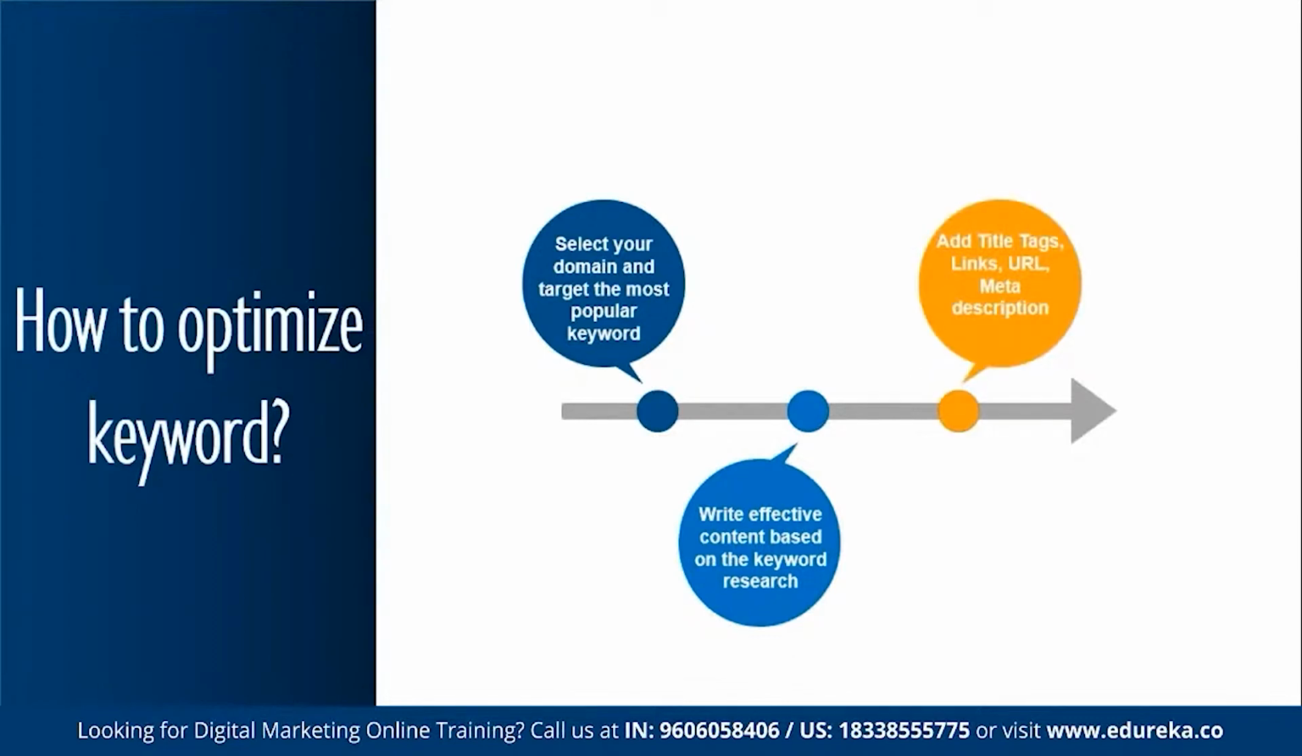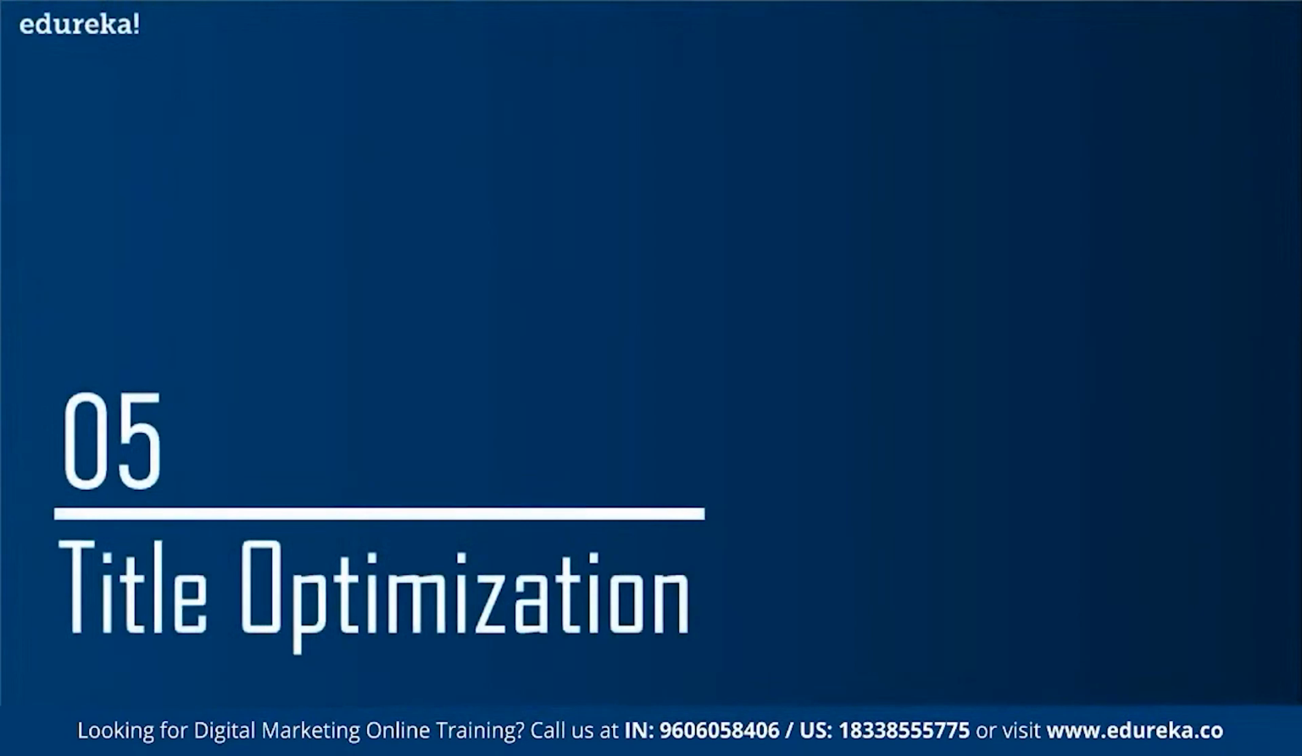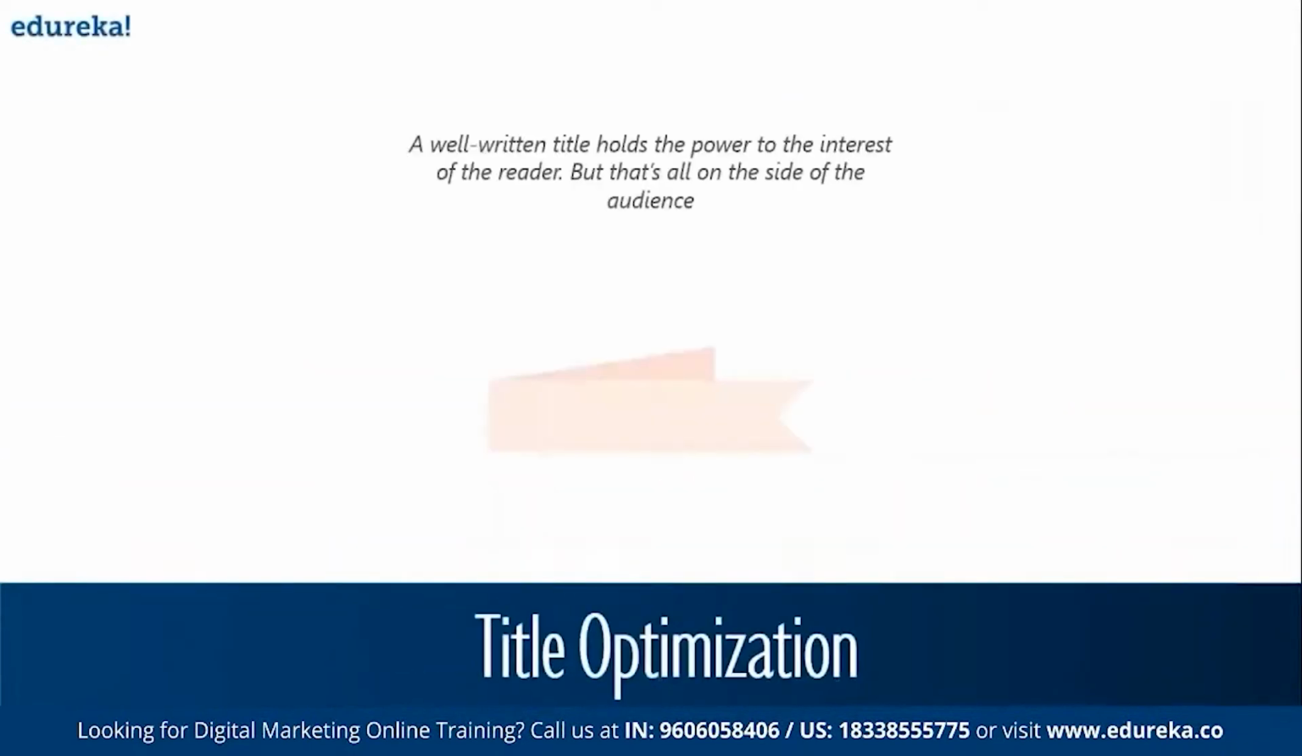Also, add title tags, links, URL, and meta description. Make sure your page has proper and relevant title tags, suitable meta description, and links. So let's talk about title optimization. A well-written title holds the power to capture the attention of the user, make him or her click and visit your website. Title optimization is a critical part of what we call on-page optimization.